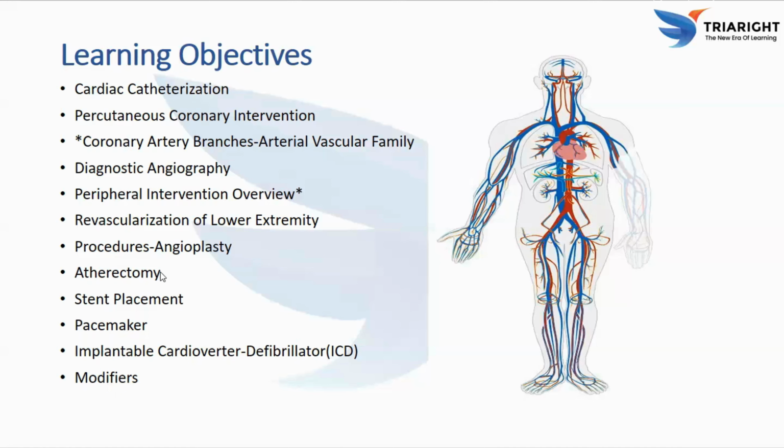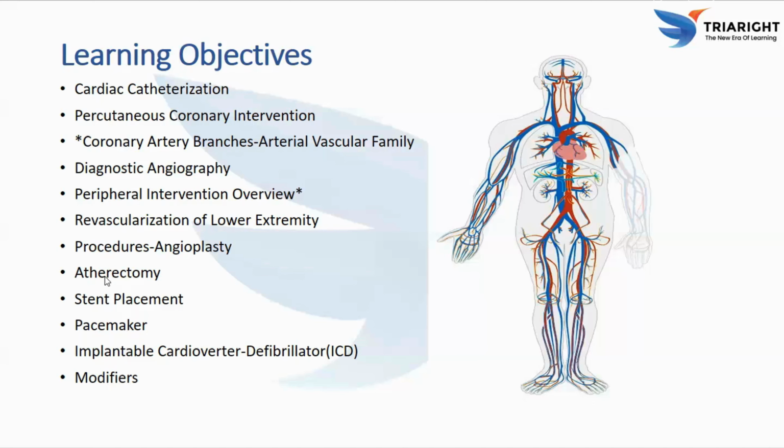Here hierarchical coding takes the concept that the highest level intervention counts and lower level interventions are often bundled. One of the most confusing topics is revascularization of the lower extremity and procedures like angioplasty. So what does this mean? Angioplasty is a balloon dilation of a narrowed vessel. The coding rules here involve standalone codes versus bundled codes. These are often included when the stent is placed and the atherectomy is performed. So if a stent is placed, angioplasty is usually not coded separately.